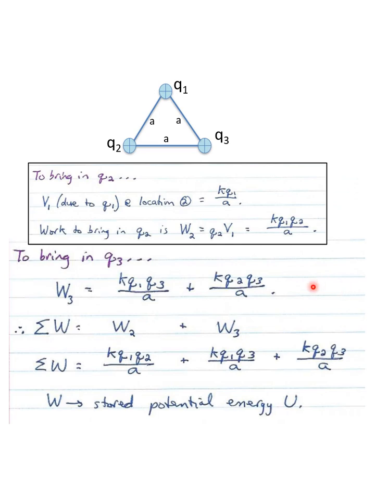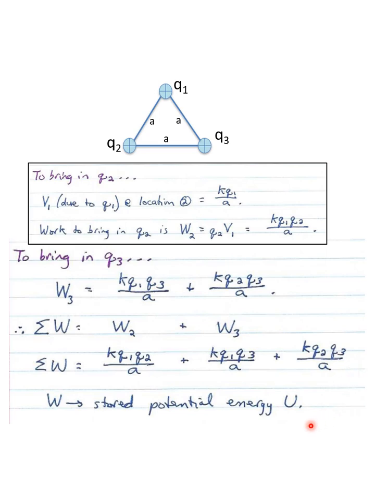To bring in charge 3, we'll say the work, W sub 3, is the work to bring it in against charge 1, so that's K Q1 Q3 over A, but we're also bringing it in against the repulsive force of charge 2. That's K Q2 Q3 over A. So it's following a superposition principle. Charge 1 is resisting it, and charge 2 is resisting it. So the total work is W2 plus W3, and we add them all together, and it's KQ1 Q2 over A plus KQ1 Q3 over A plus KQ2 Q3 over A. And again, the work is the stored potential energy.